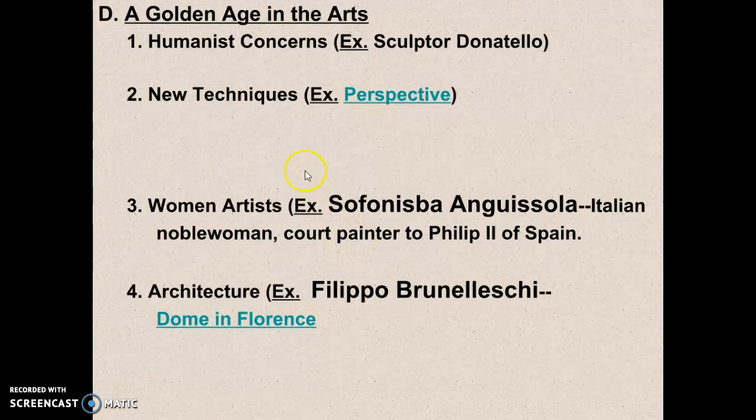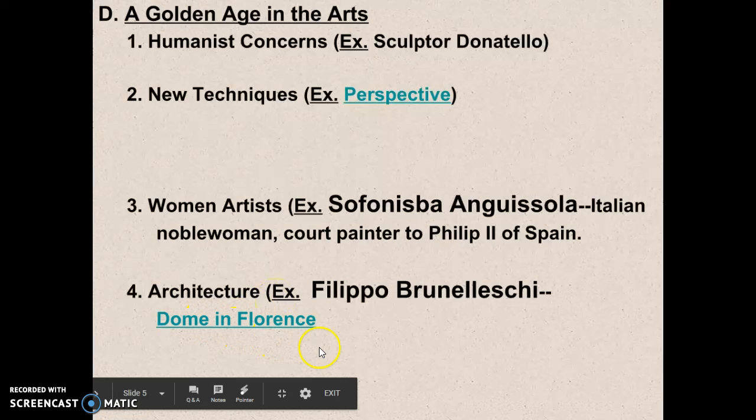You had architecture, such as Filippo Brunelleschi, who won a contest in designing the dome for Florence, or the Duomo. I will send you in a couple of minutes also, or maybe in a couple of days, a link to Rick Stevens, who went to Florence and went to the dome and went to the top of it.